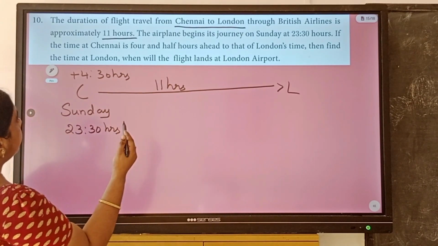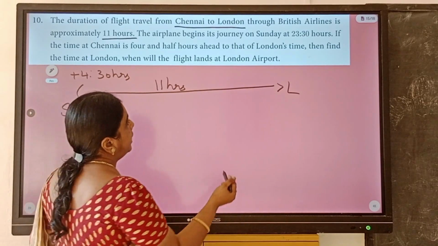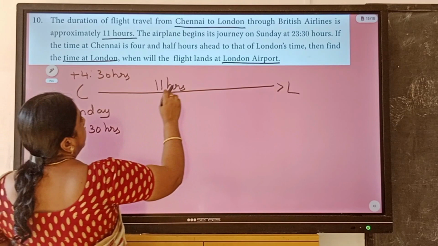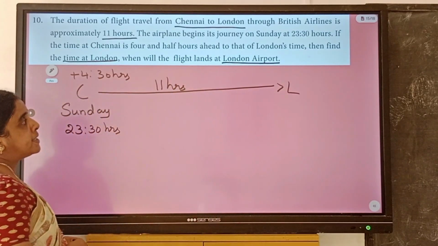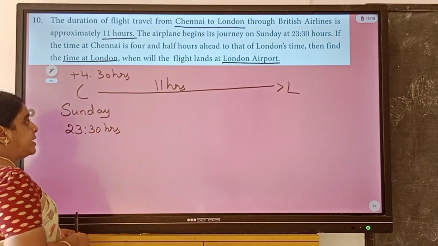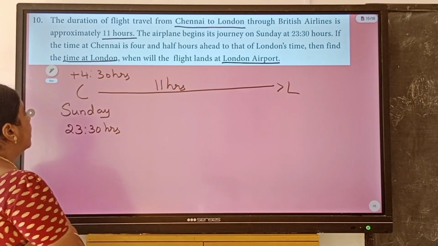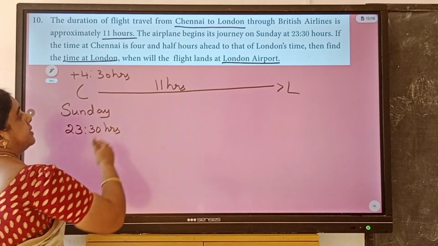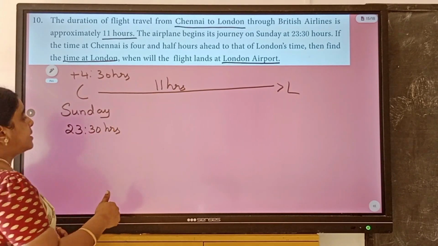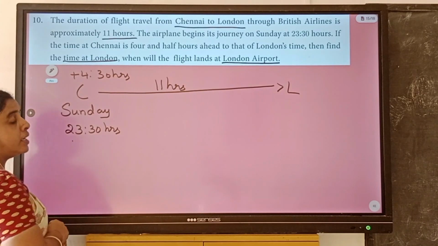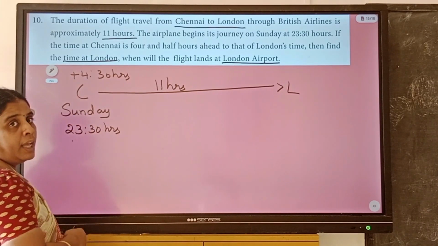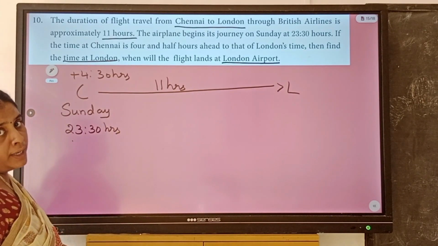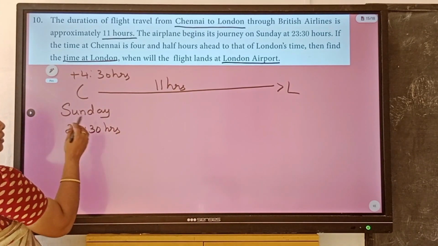Then find the time at London. When will the flight land at London's airport? So find the time at London when the flight lands at London airport. It's very simple. The flight is departing from Chennai to London and the journey is 11 hours. The flight is leaving at 23 hours 30 minutes on Sunday. If it goes for 11 hours, at what time will it reach London? And on which day also?